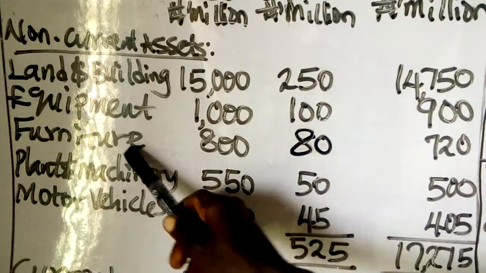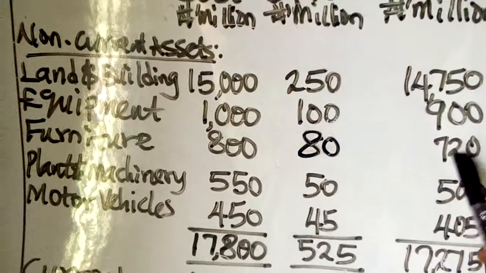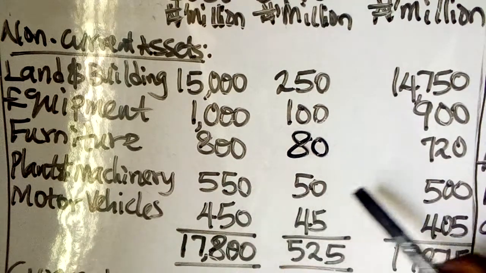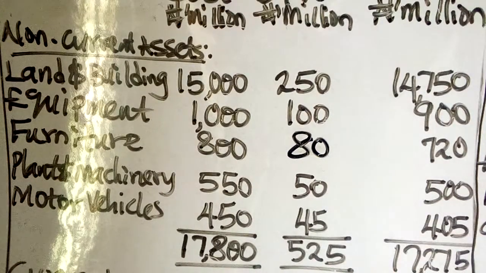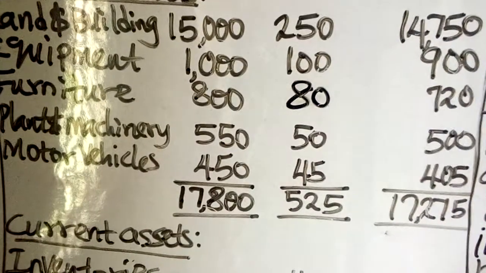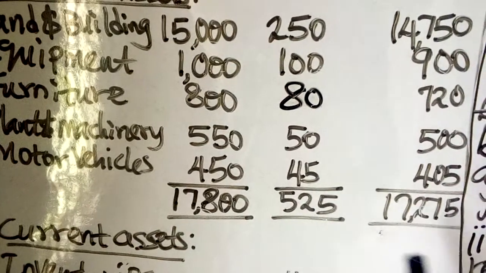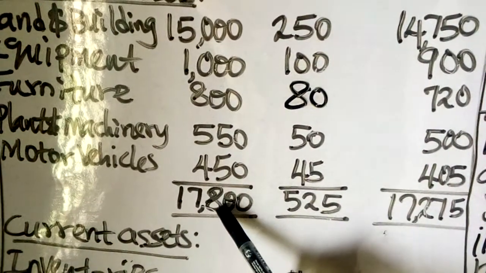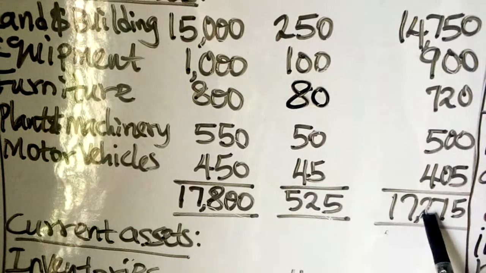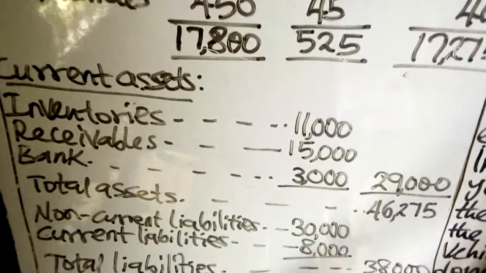Then we have the furniture. The cost of furniture is 800. The accumulated depreciation is 80, and the carrying amount is 720. We also have plants and machinery. Cost is 550. Accumulated depreciation is 50, and the carrying amount is 500. Then we also have motor vehicles. Cost is 450. Accumulated depreciation of 45, and the carrying amount is 405. The total cost of all the non-current assets is 17,800. The accumulated depreciation is 525, and the carrying amount is 17,275. Then we also have current assets.